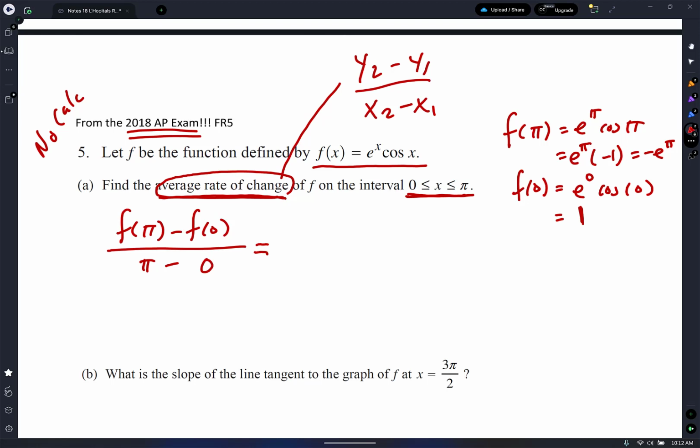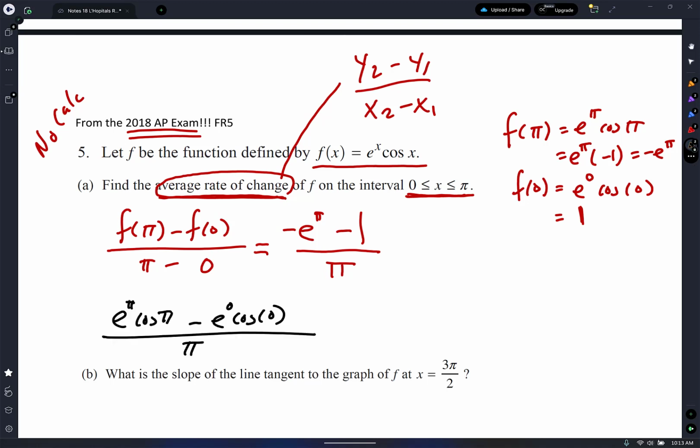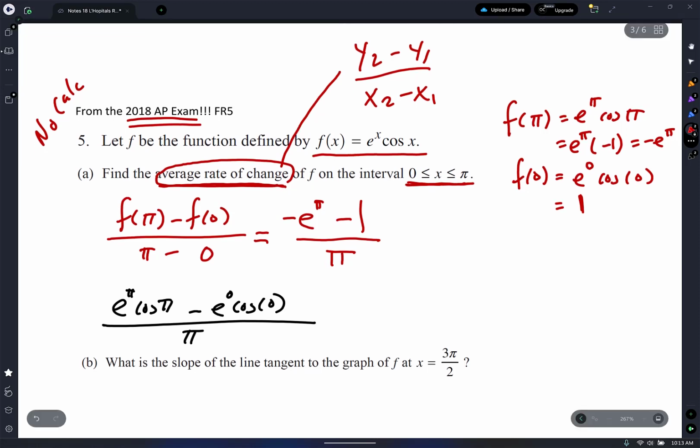All right, so here we go. I'm going to put equals negative e to the pi minus 1 over pi. That is full credit. Leave it alone. That is full credit, but I don't recommend it. I just recommend what's in red there. Cool or not cool? Okay, be brave, guys, be brave.